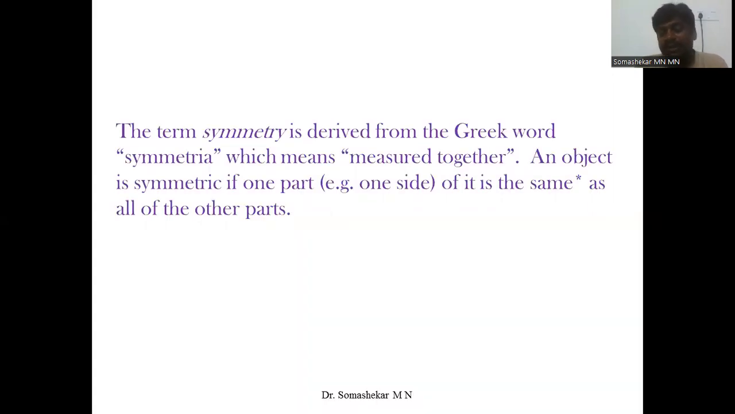The term symmetry is derived from a Greek word, symmetria, which means measured together. That means an object is symmetric if one part of the object is the same as the other part. Then we call it symmetry. You can just Google it, you will get the meaning of symmetry.